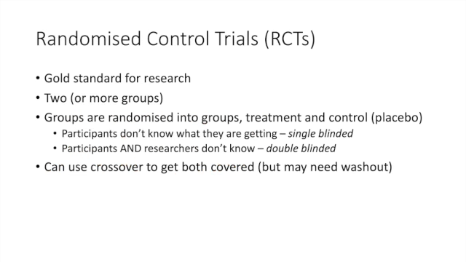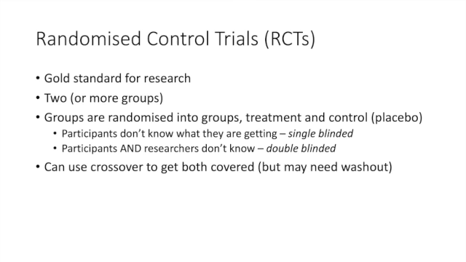Randomised control trials. So this is the gold standard for research, hopefully controlling 2 or more groups, and participants are randomised into groups, treatment and control. With placebo, participants don't know what they're getting, so that's single blinded, and if the participants and researchers don't know, they are double blinded. You can use crossover to get both covered, so for a period of time group A gets treatment and then group B doesn't, and then halfway through or after a set period of time they switch over.